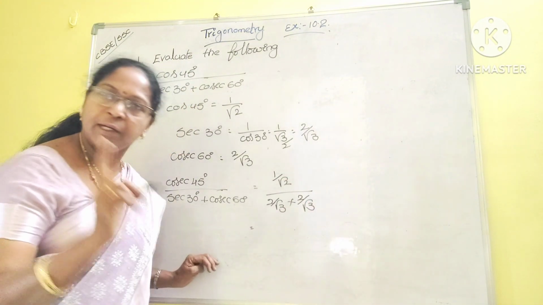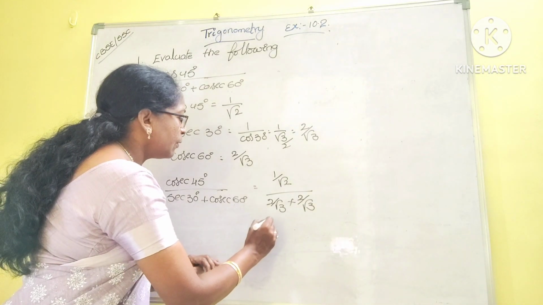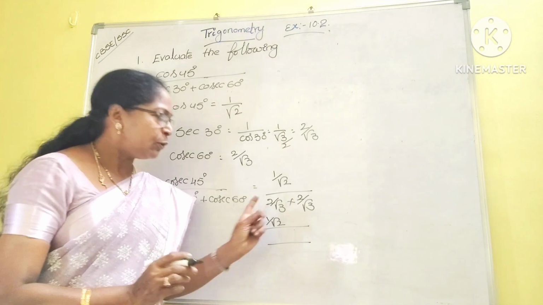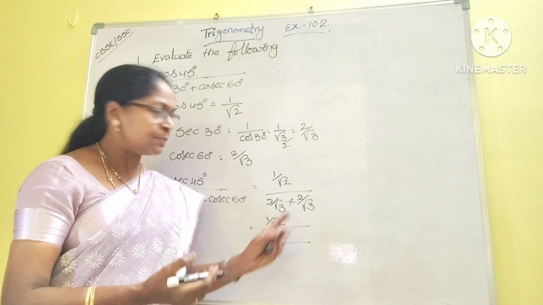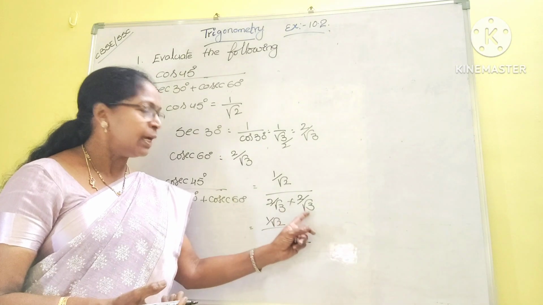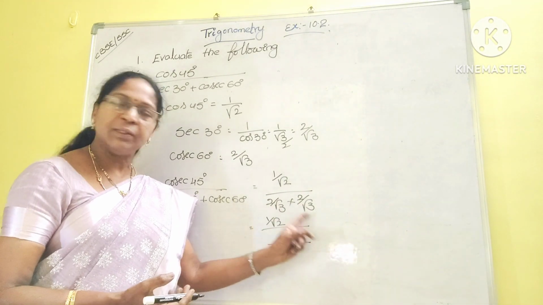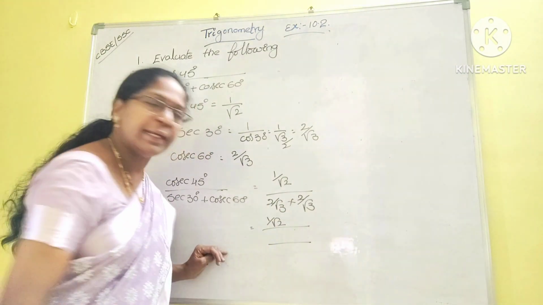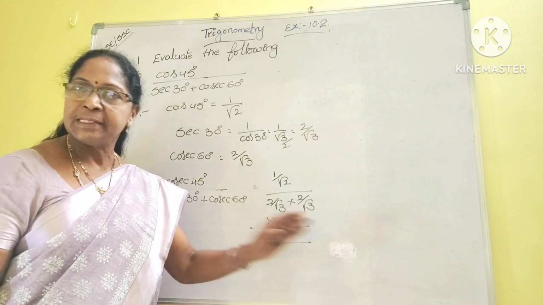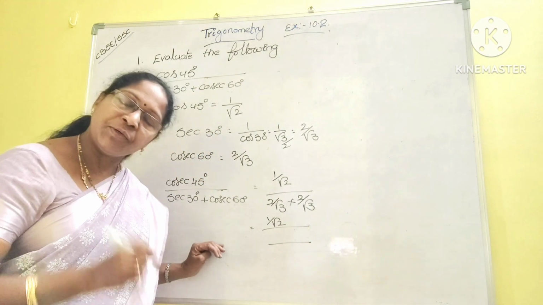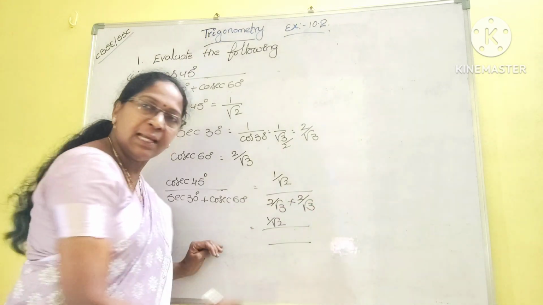Next, in the numerator only one term is there, so just write 1 by root 2 divided by the denominator. In the denominator two terms are there, in the form of addition, so you have to find the LCM. Why? Because these two are in fraction form. Here the LCM is root 3, because in both terms the denominator is root 3. So root 3 is a common term, and you can take root 3 as the LCM value.